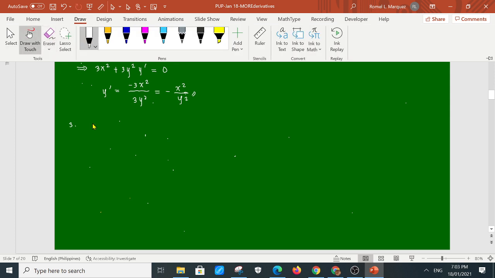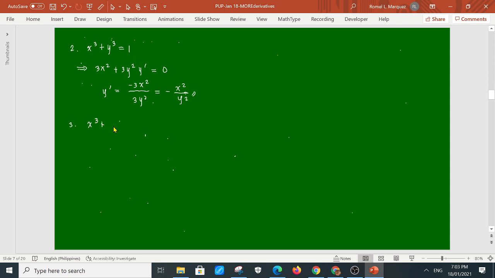Okay. So we have number 3. Let's say I have x cubed plus x squared y plus 4y squared equals 6. Okay, what about this? Differentiate the left side. First term muna. Anong derivative ng x cubed, guys?